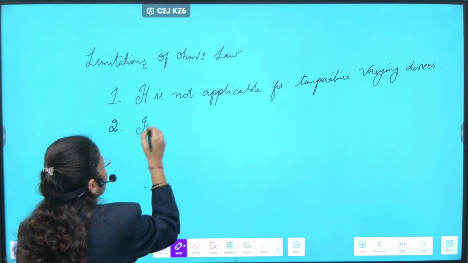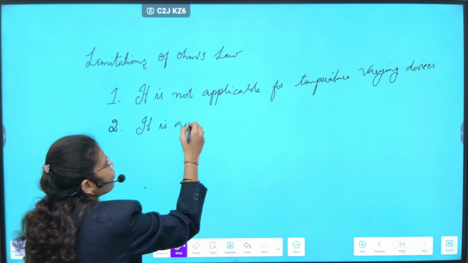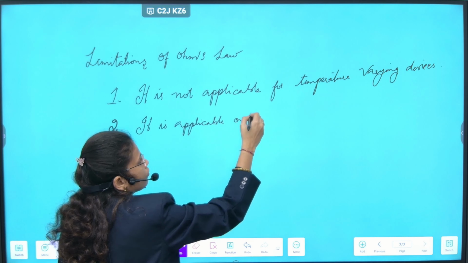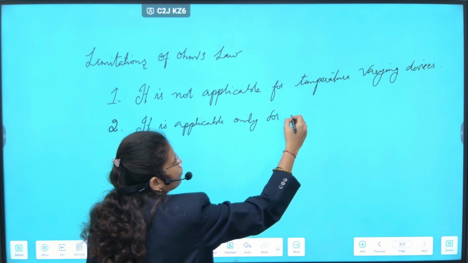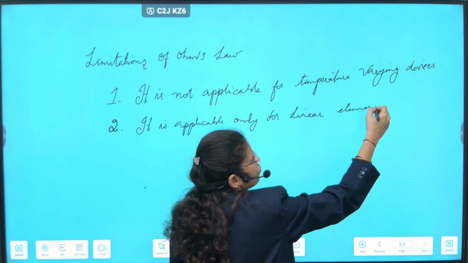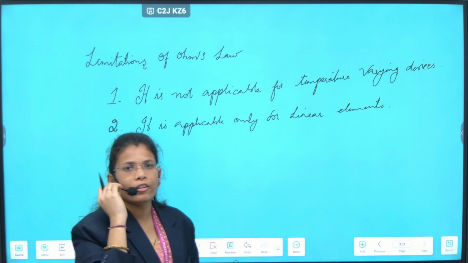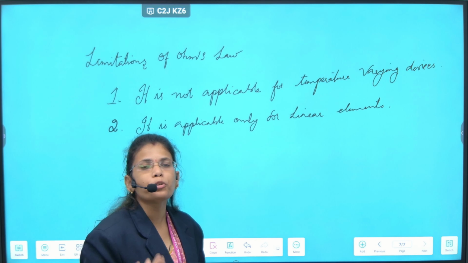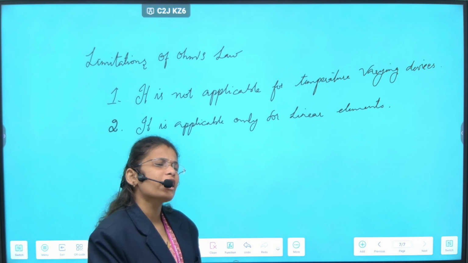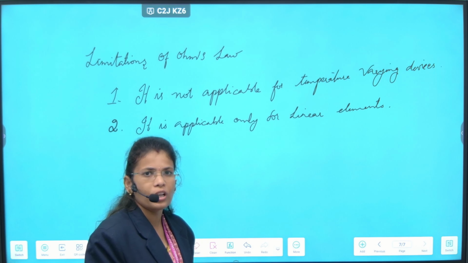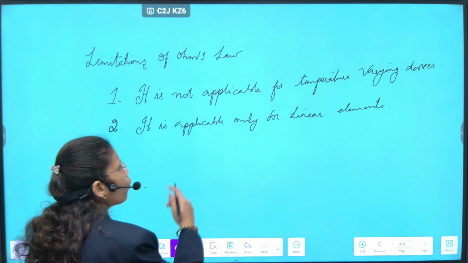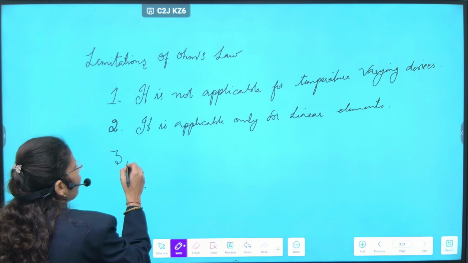Second point, it is applicable only for linear elements. Linear elements means when we increase the input of the system, the output should be increased automatically. So output of the system is directly proportional to the input of the system. If we decrease the input, output should be decreased. If we increase the input, output should be increased. For only linear elements, Ohm's law is applicable.